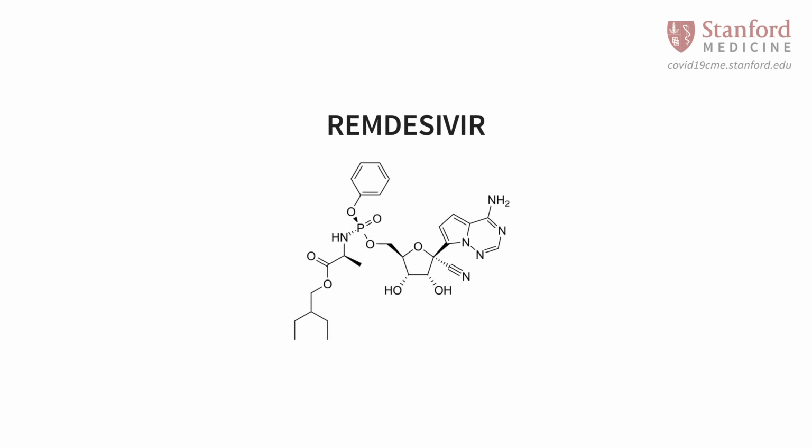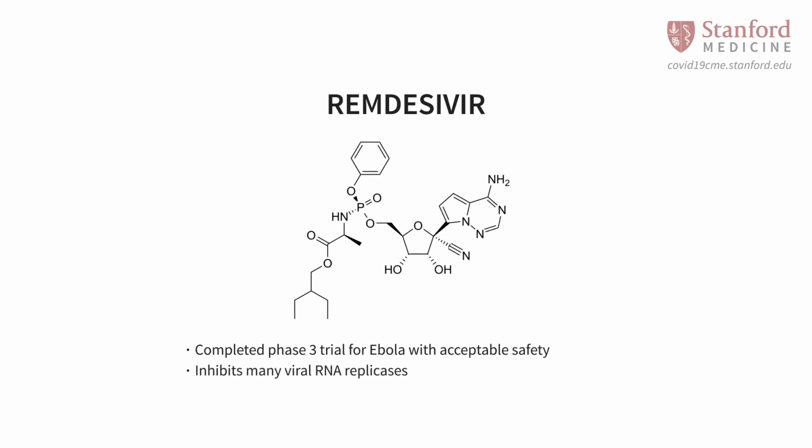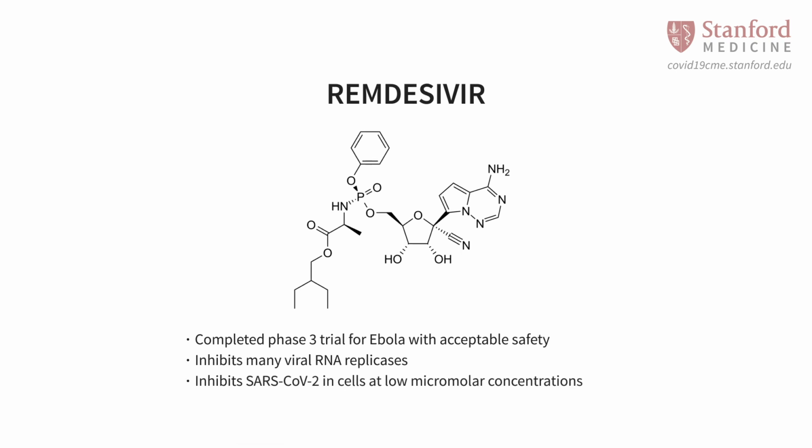Finally, we turn our attention to remdesivir. Remdesivir is not yet approved for any indication, but it recently completed a phase 3 clinical trial for Ebola with moderate success and an acceptable safety profile. Like favipiravir, remdesivir is a nucleoside prodrug and shows broad-spectrum activity against many viral replicases. It inhibits SARS-CoV-2 replication in culture at low micromolar concentrations.